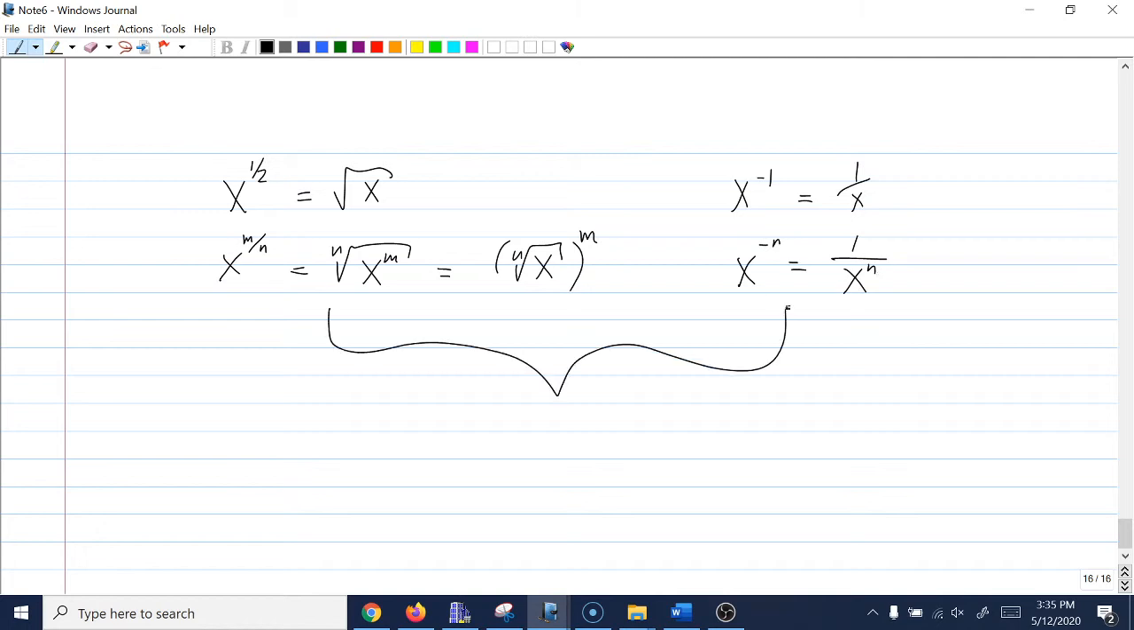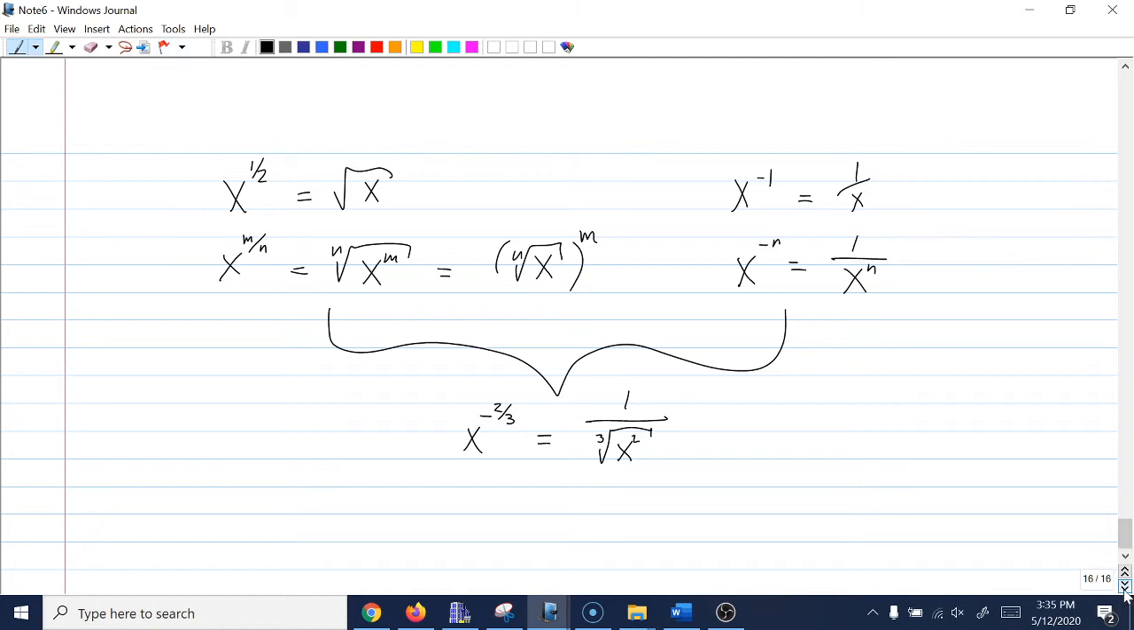These two rules will combine when you have a negative fraction. If I have x to the negative 2/3, that means the negative is 1 over. The power of 2 is an x squared. The over 3 is a cube root. So x to the negative 2/3 means 1 over the cube root of x squared. These are some rules of exponents that you need to know to do these problems.